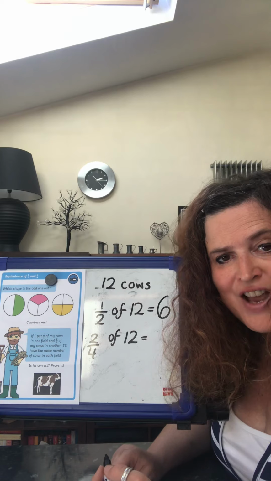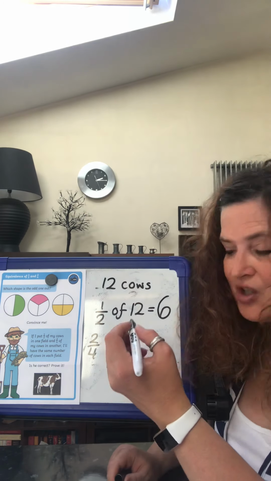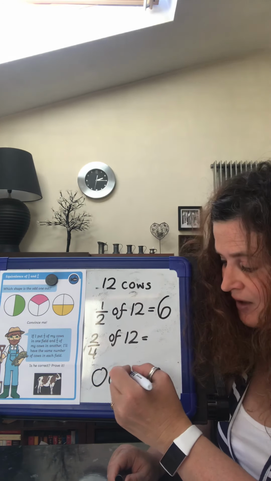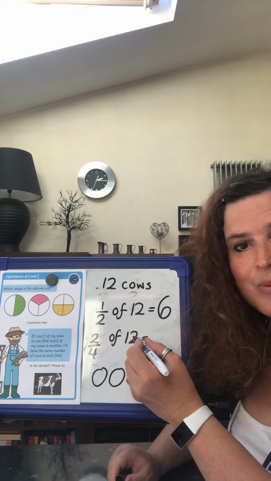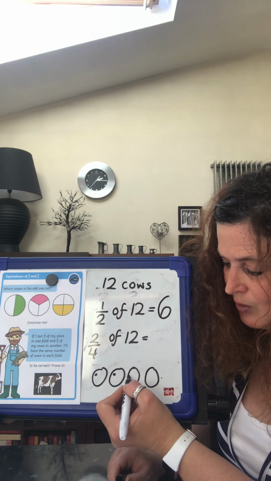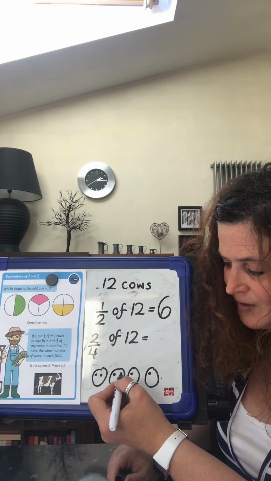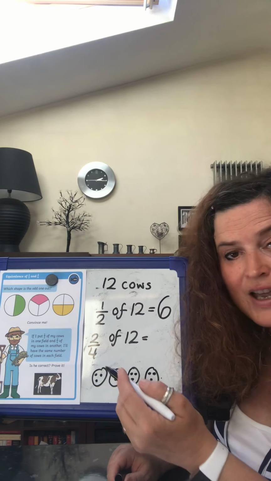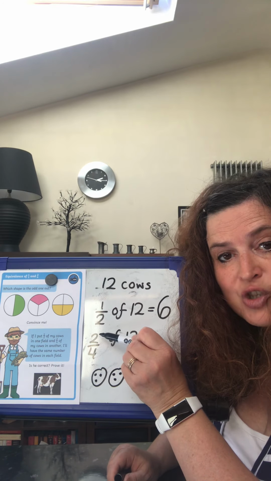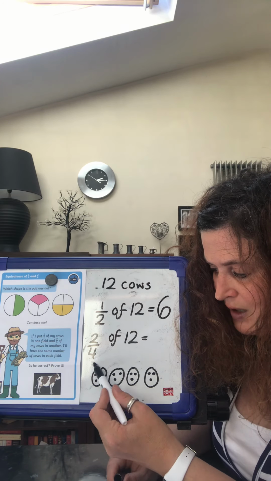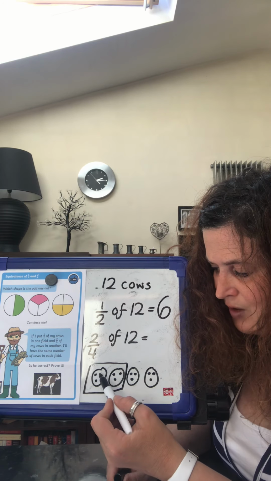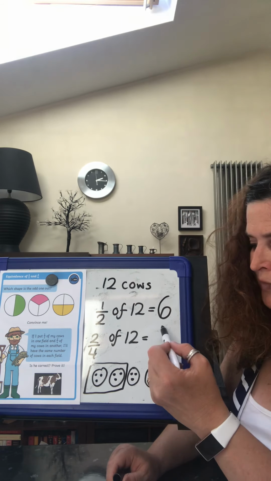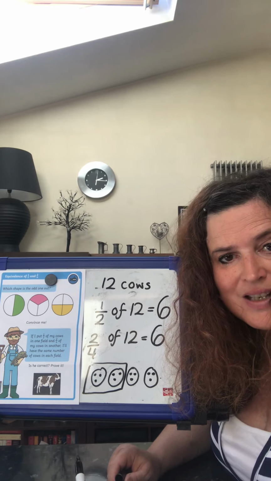If you're not convinced yet that a half is the same as 2/4, let's just try it out. So I'm going to draw 4 circles, because I've got 4 on the denominator. I'm going to share out my 12. 1, 2, 3, 4, 5, 6, 7, 8, 9, 10, 11, 12. And then I'm going to see how many are in 2 of my circles. So in 2 of the circles I have 1, 2, 3, 4, 5, 6, all counting threes, 3, 6. The answer is also 6.